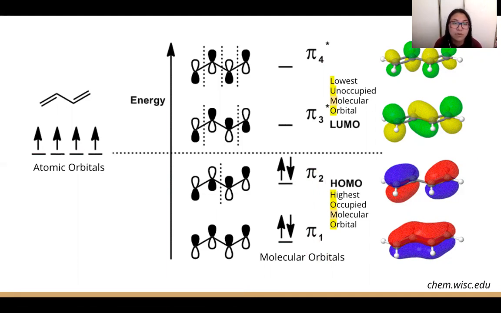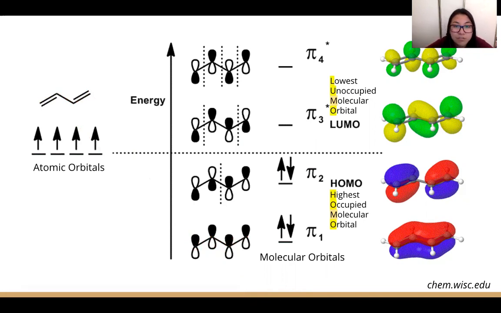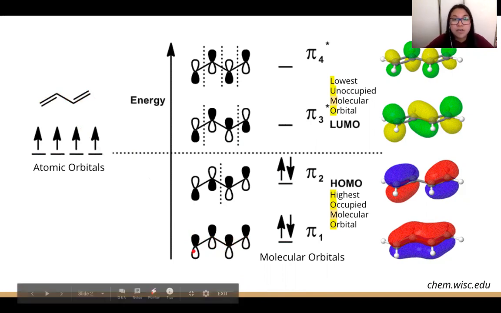So next, what we're going to do is draw out the depiction. We're going to depict the p orbitals. We have 4 because these each represent a carbon in the structure that has a p orbital, right? So 1, 2, 3, 4. These are the p orbitals. We're going to start off at the lowest energy level, and that energy level is going to have all the p orbitals in phase. They're all going to be overlapping. So that is depicted right here.